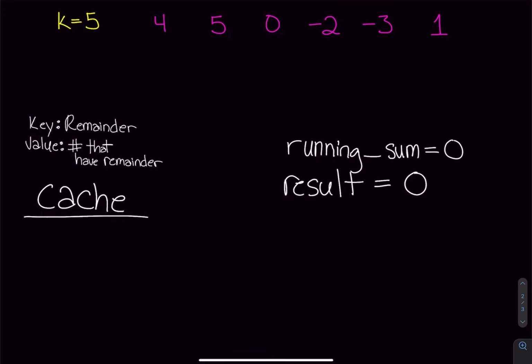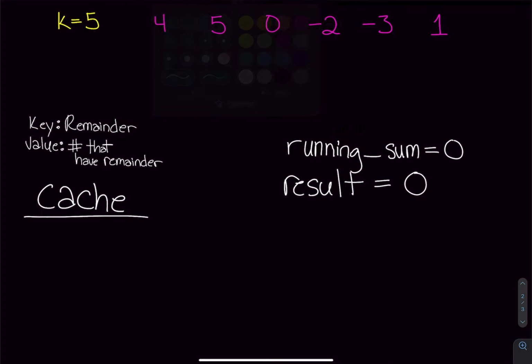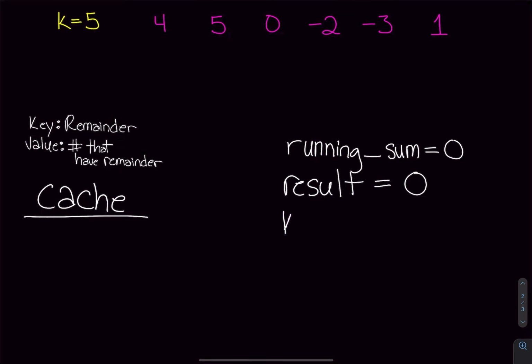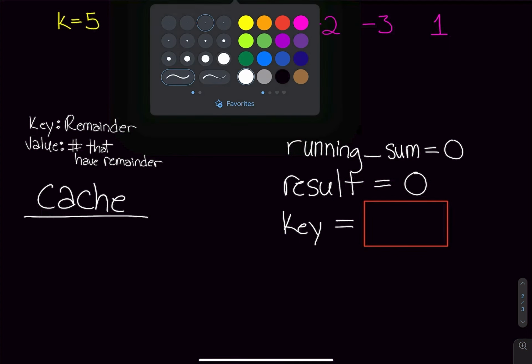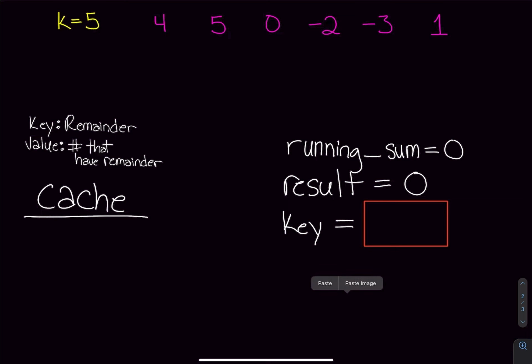Okay, and then since we're going to be looping through each of these numbers, for each of the loops what we're going to want to do is find this key, or that remainder, for the running sum. So we're going to have a key variable, and this is going to be calculated every time. So for every number, that's going to be calculated.